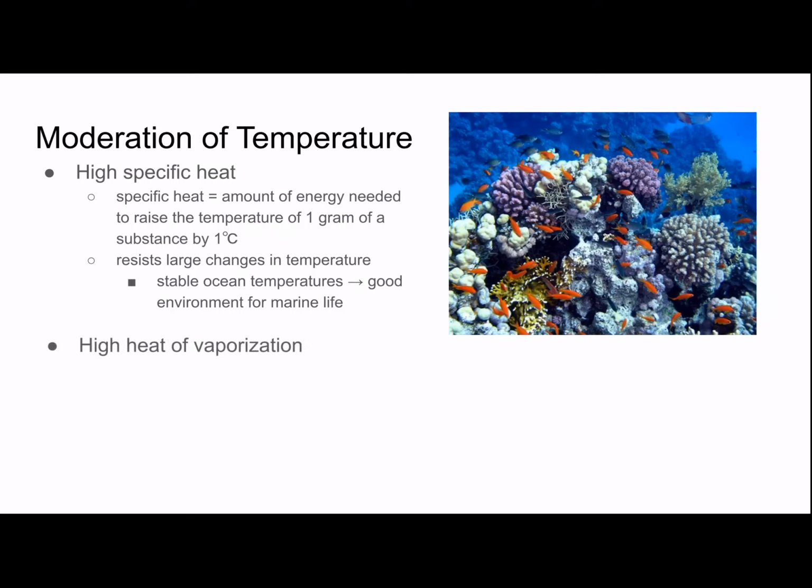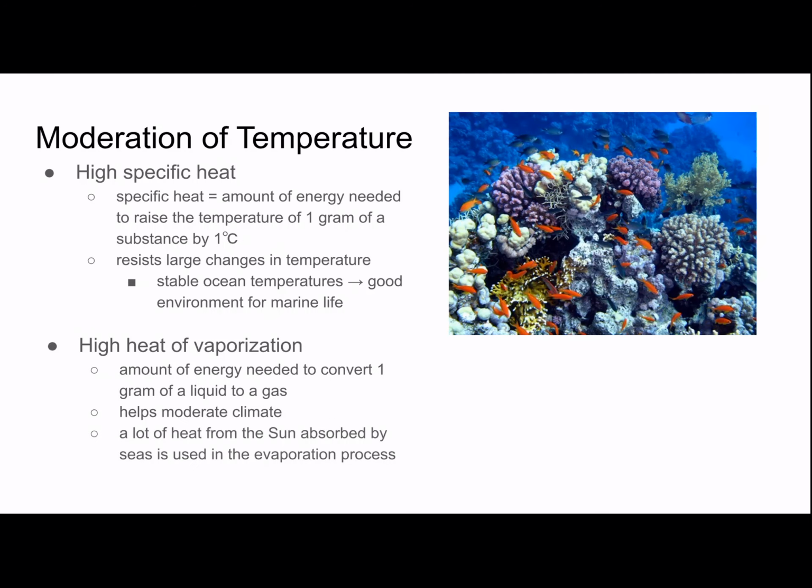And water also has a high heat of vaporization. So heat of vaporization is the amount of energy needed to convert 1 gram of liquid to a gas. So again, this helps moderate the climate. A lot of heat from the sun is absorbed by seas, and the good thing is that a lot of this heat is used in the evaporation process. So again, this is all about water being stable and having a stable temperature, which is really important for life.